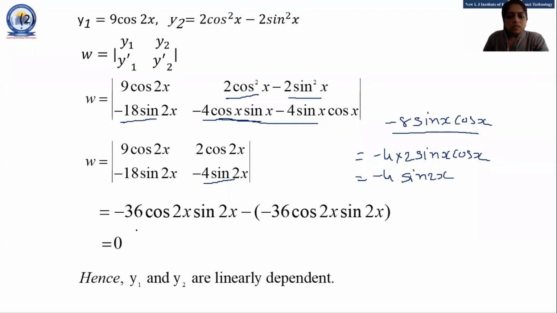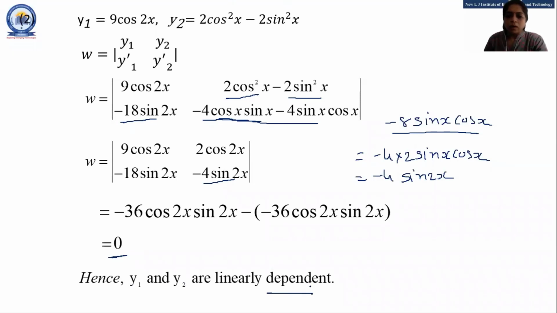So minus 36 cos 2x sin 2x minus, again minus 36 cos 2x sin 2x. So this minus minus is plus. So my final answer is 0. And as my Wronskian is 0, so y1 and y2, my both solutions are linearly dependent.